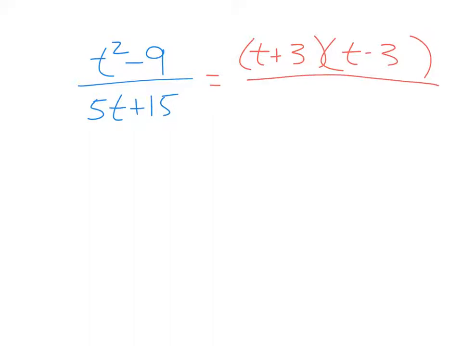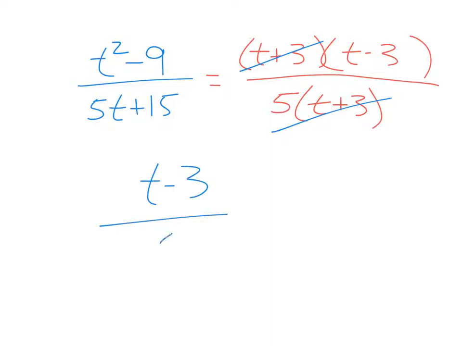In the denominator, we can take out a greatest common factor, and we're left with t plus 3. And then all we're doing is looking for common factors. t plus 3 is showing up in both numerator and denominator, so we can cancel them out. Again, that's just that they divide out to be 1. So the final simplified form of this is t minus 3 over 5.